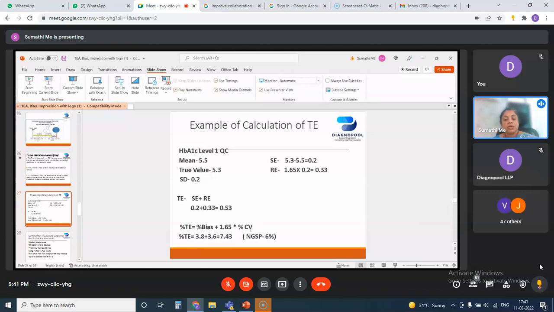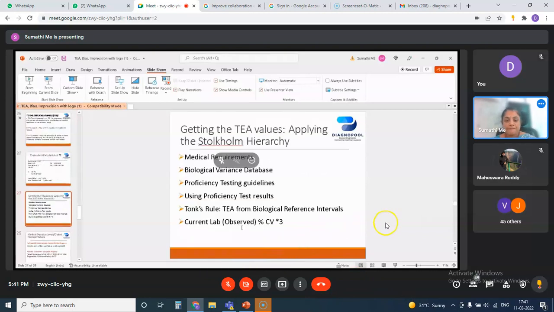So the total error of my system in terms of percentage is 7.43 for HbA1c. According to the guidelines given by the National Glycohemoglobin Standardization Program, the allowable error is 6%, which is quite lower than my observed error. So I'll have to look into what has happened with the internal quality control and our EQAS. So this is how we calculate the total error. Hope it is clear for you all. Yes, ma'am. Thank you.